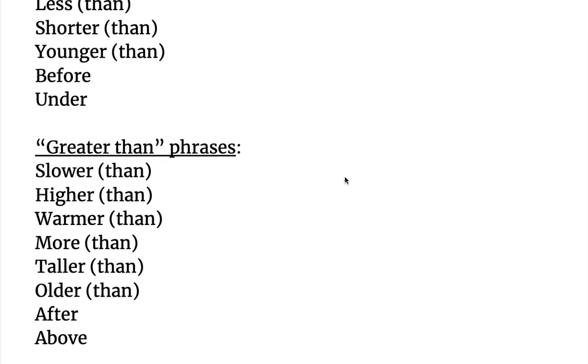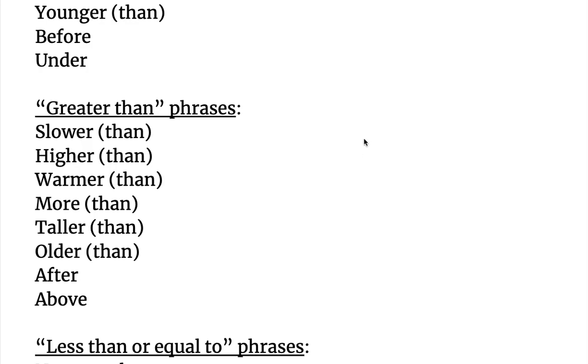For greater than, it would be just the opposite. So slower than would tell you a greater number because it takes you more time in order to, I guess, finish a race or something like that. Higher than would be a greater number. Warmer, thinking about the thermometer. On the thermometer, the higher it is, the warmer the temperature is.